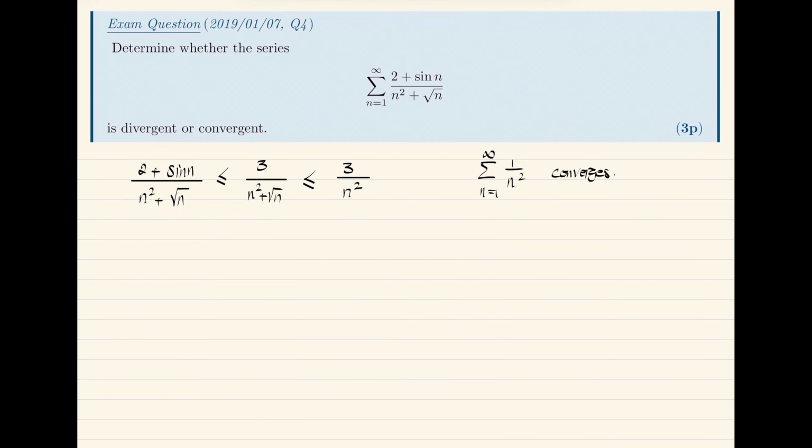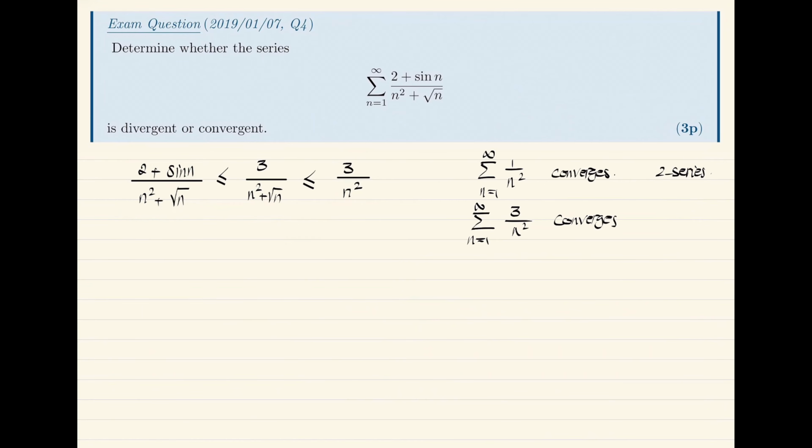Why? Because it is a 2 series and 2 is greater than 1. So then we can conclude that, okay, if I multiply all the terms by 3, this also converges. And I was able to show that the terms of my series are all less than or equal to the terms of this convergent series. So according to the direct comparison test, this series also converges.